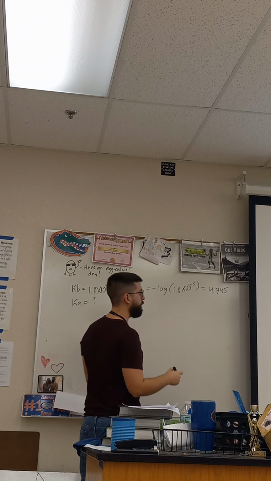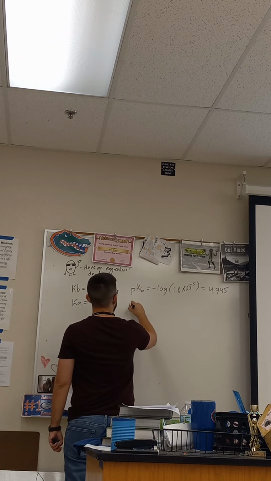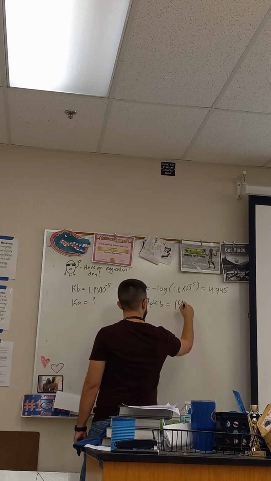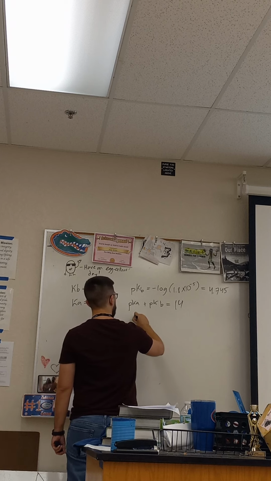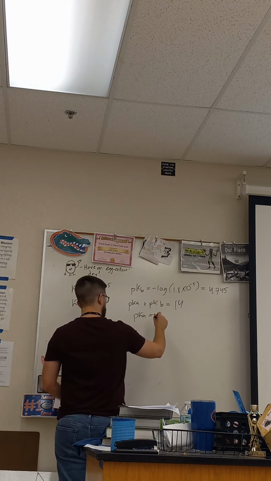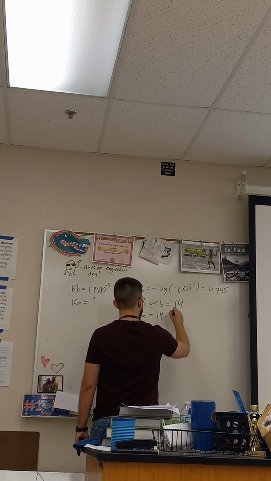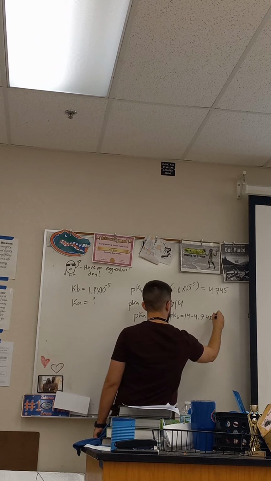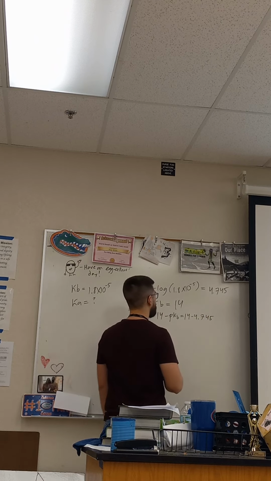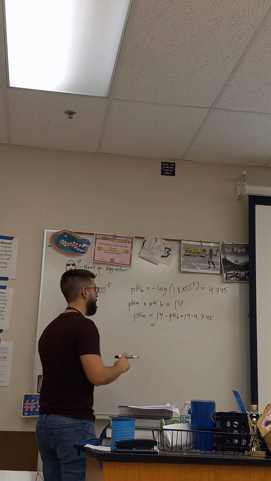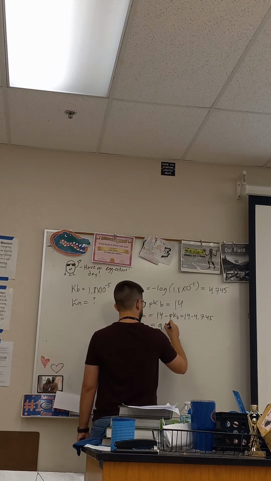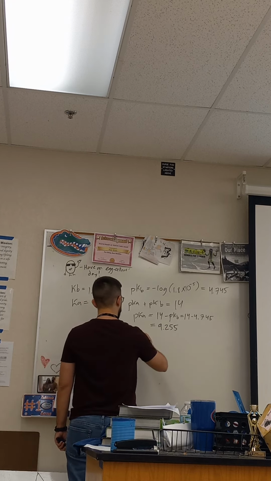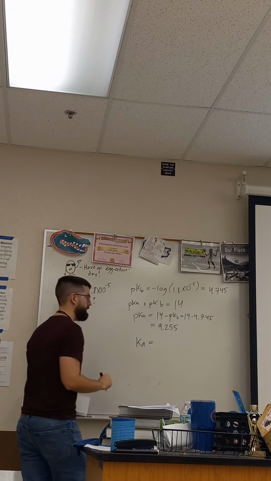Okay, so then guys, our formula is pKa plus pKb equals 14. So then I can find pKa equals 14 minus pKb. And then you could also find Ka. And what's 14 minus 4.745? 9.255. Okay, and then how do I find Ka from pKa, guys?